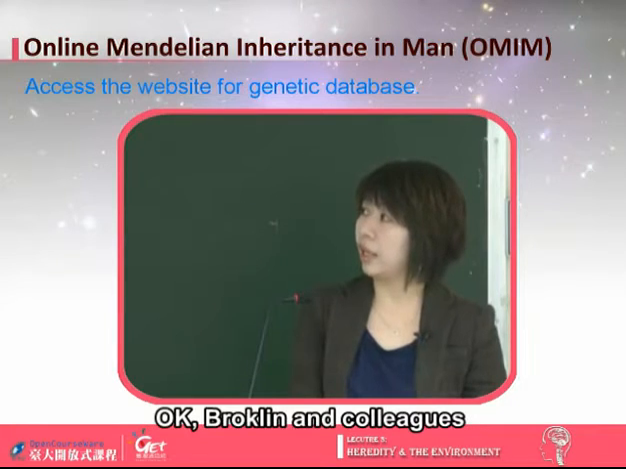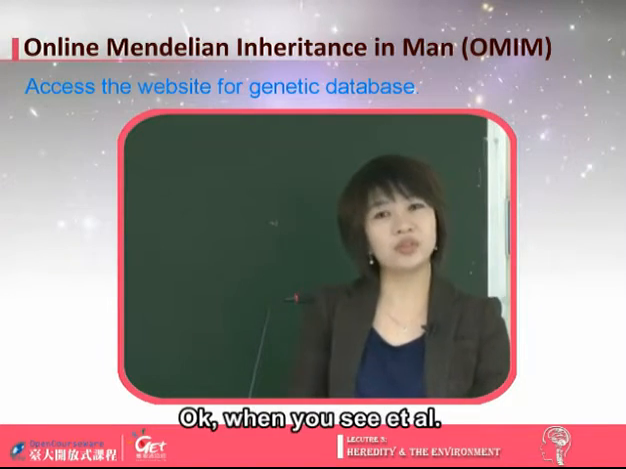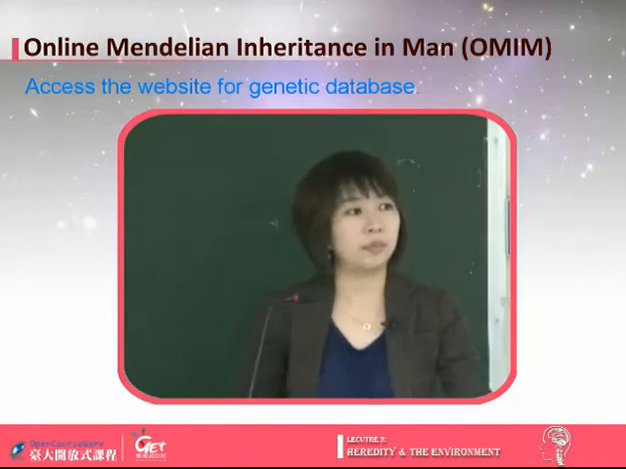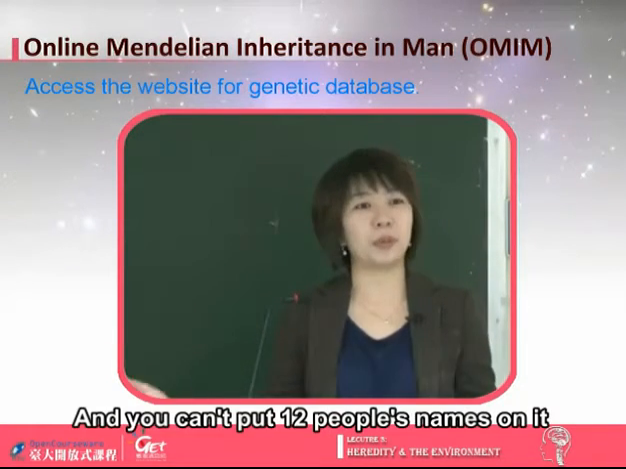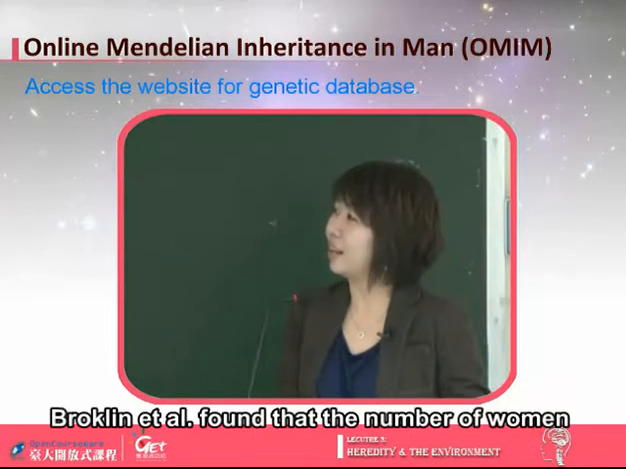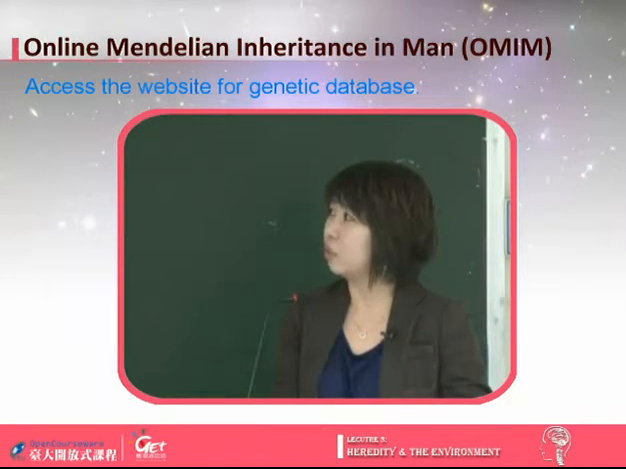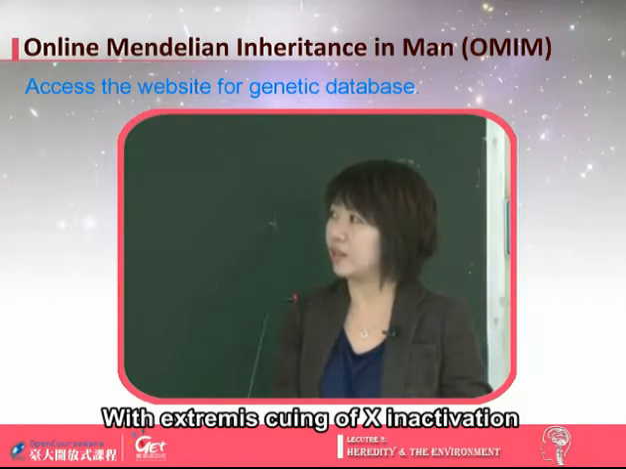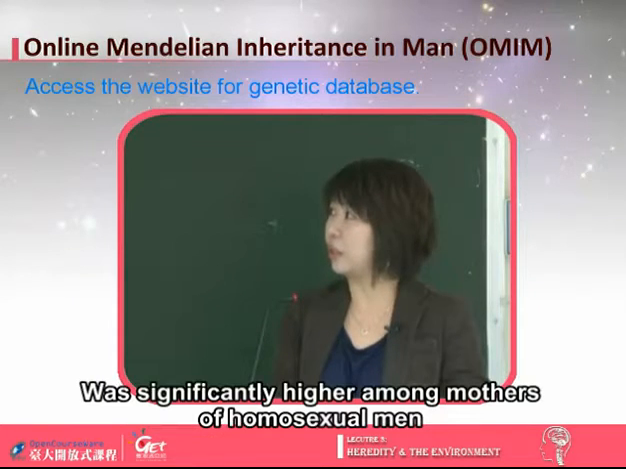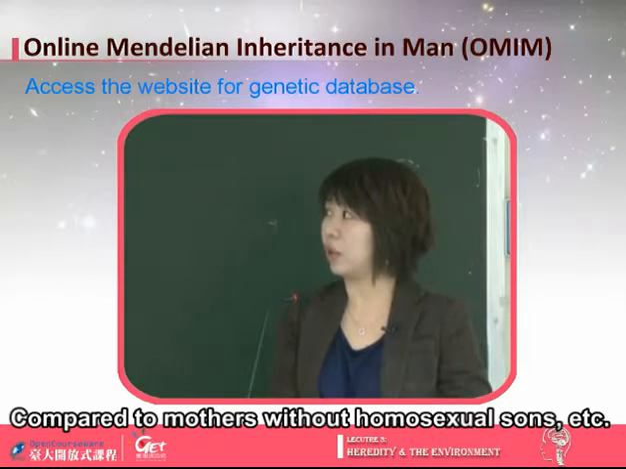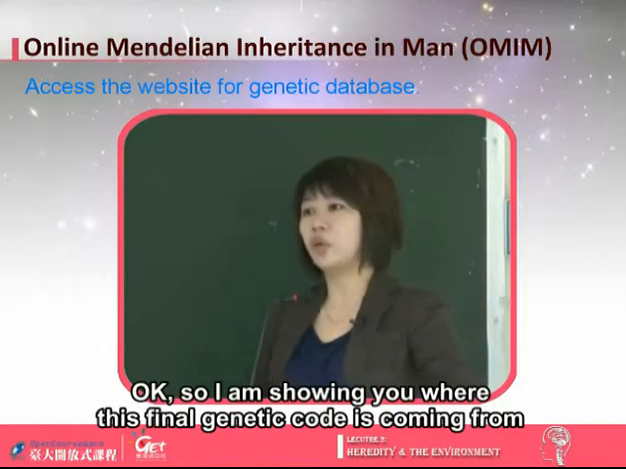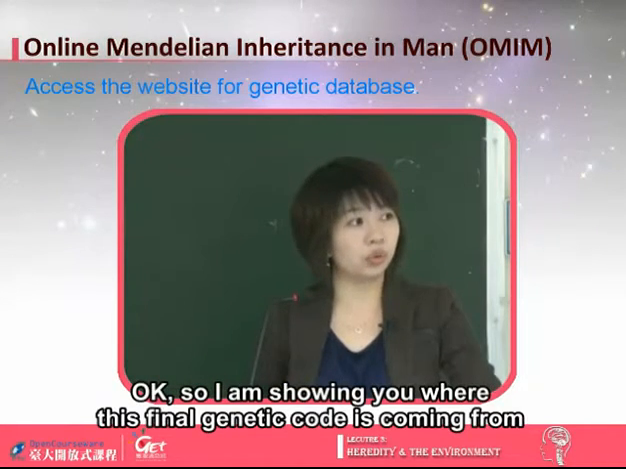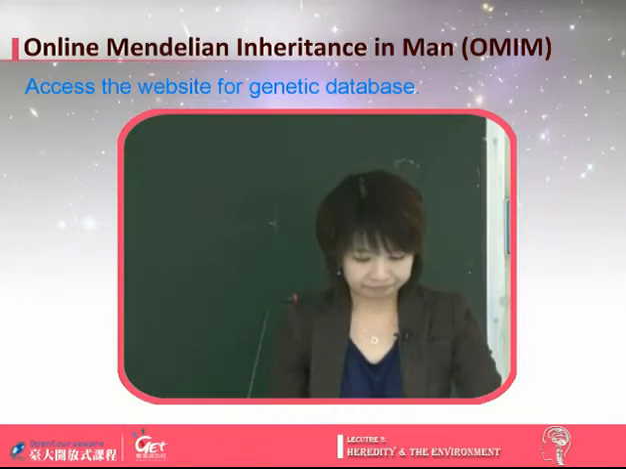Okay, Buckland and colleagues. Okay, when you see et al, E-T-A-L, it means that there were a lot of people involved in this research, and you can't put 12 people's names on it. Buckland et al. found that the number of women with extreme skewing of X inactivation was significantly higher among mothers of homosexual men compared to mothers without homosexual sons, etc., etc. Okay, so I'm showing you where this final genetic code is coming from.